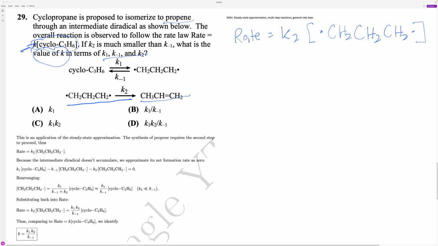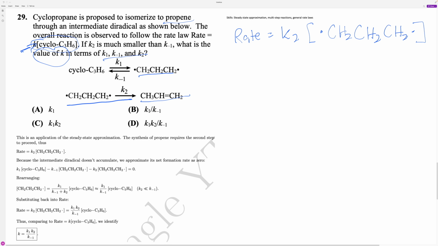What we need to do is apply the steady state approximation. And if you're unfamiliar with what that is, that's essentially saying that the intermediate rate of formation is 0 since it doesn't accumulate. The intermediate in this case is going to be our intermediate diradical. So we're going to say that the net formation rate of that is going to be 0. That's an approximation, of course, but it's one that we must do to solve the problem.